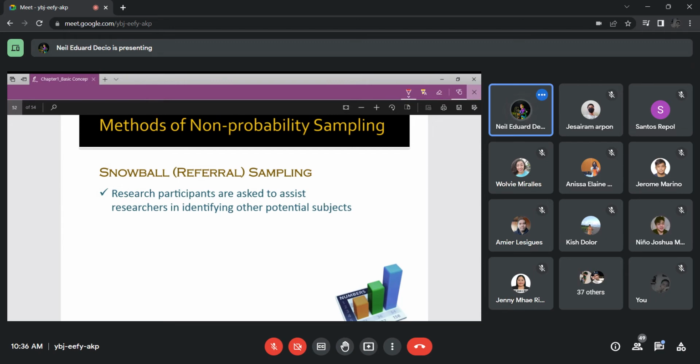That is why it is called snowball, because just like a snowball at the top of a mountain, when you roll it down, it gets bigger as it rolls. Because we are obtaining respondents from respondents. So that is snowball or referral sampling. Is there more?